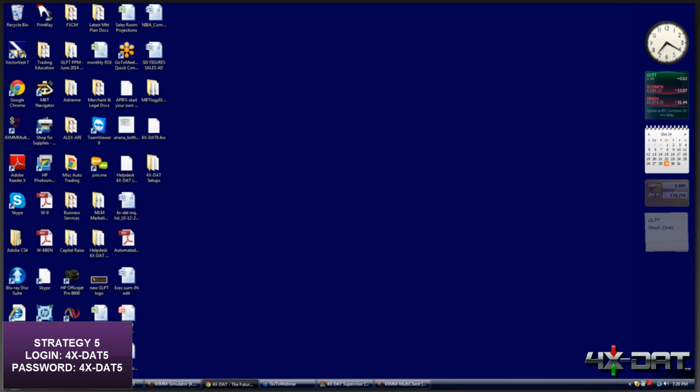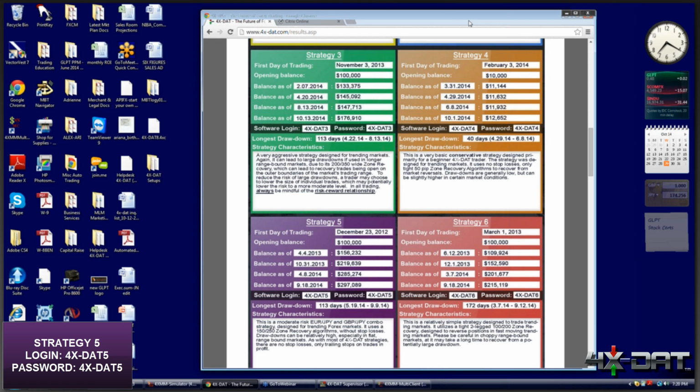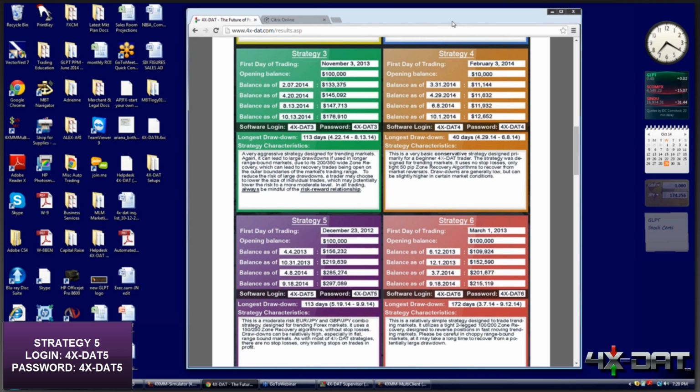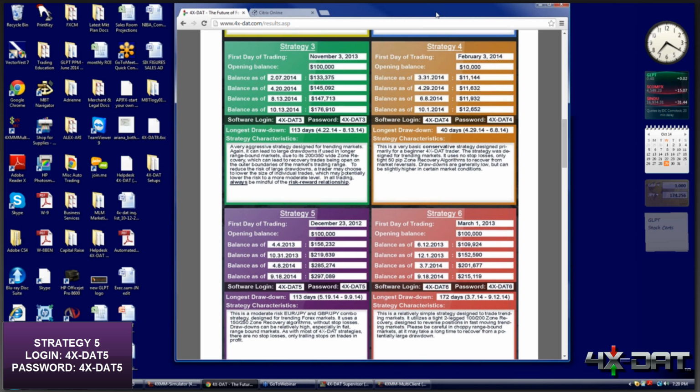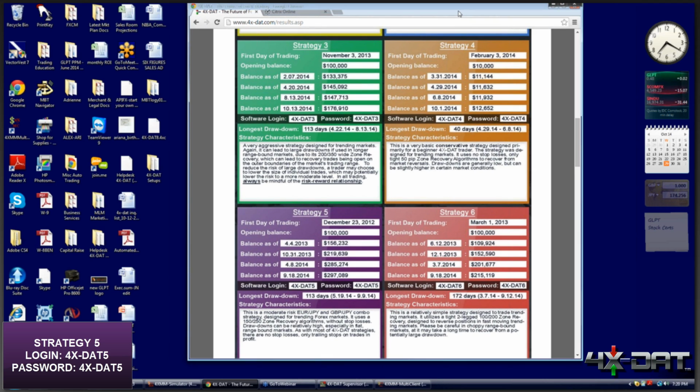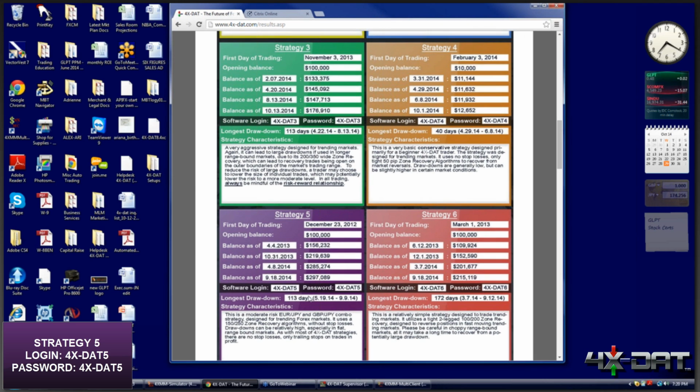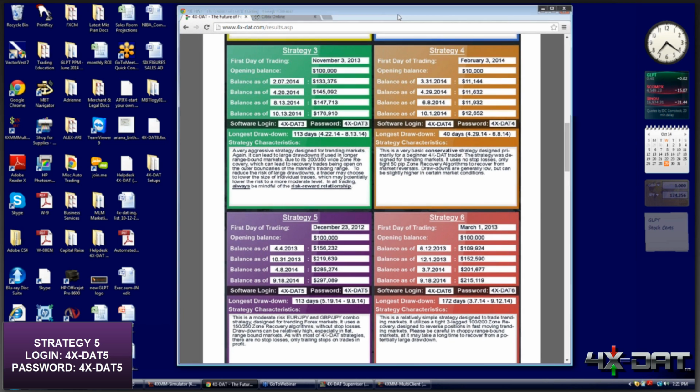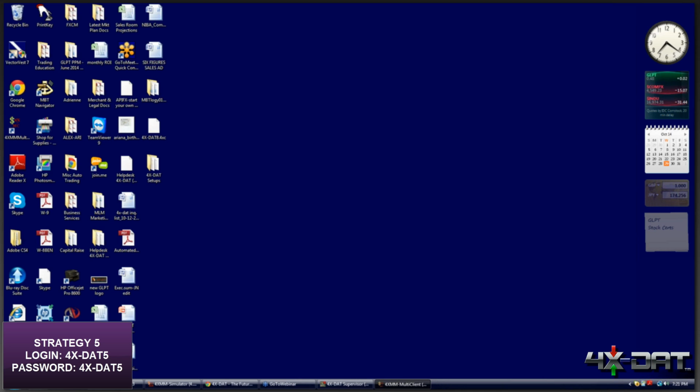That's strategy 5. Strategy 5 is our longest trading strategy. We started that almost 2 years ago, and again, $100,000 beginning. We had a 113-day drought where the profit was not made. In fact, we were in a drawdown. I think this drawdown was about 30%, if I remember correctly. And let's take a look at it real quick.